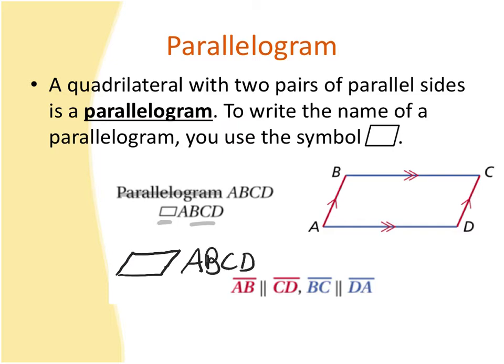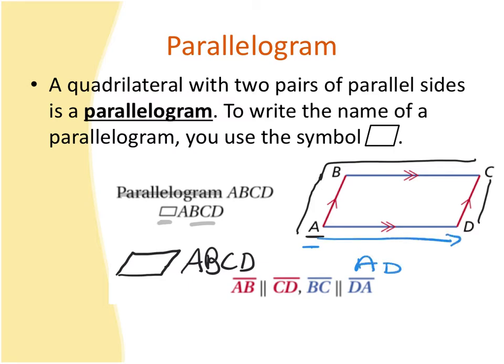So pick a starting point. Since I picked A, I went in alphabetical order. I went to the B, then I went to the C, then to the D. So make sure you pick a starting point and then go straight around the edges. I could have also gone backwards. I could have started at A and then went to the D and then went to the C and then went to the B. It doesn't matter where you start, just go around the edges.